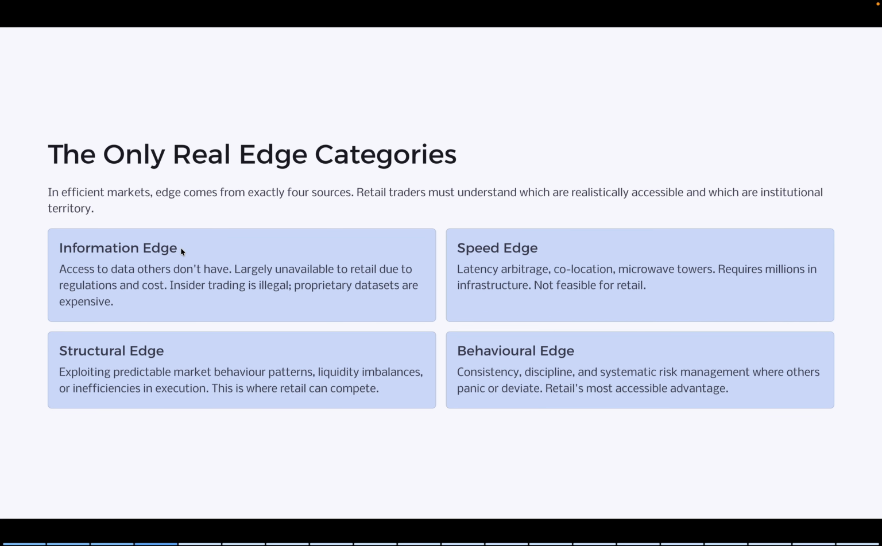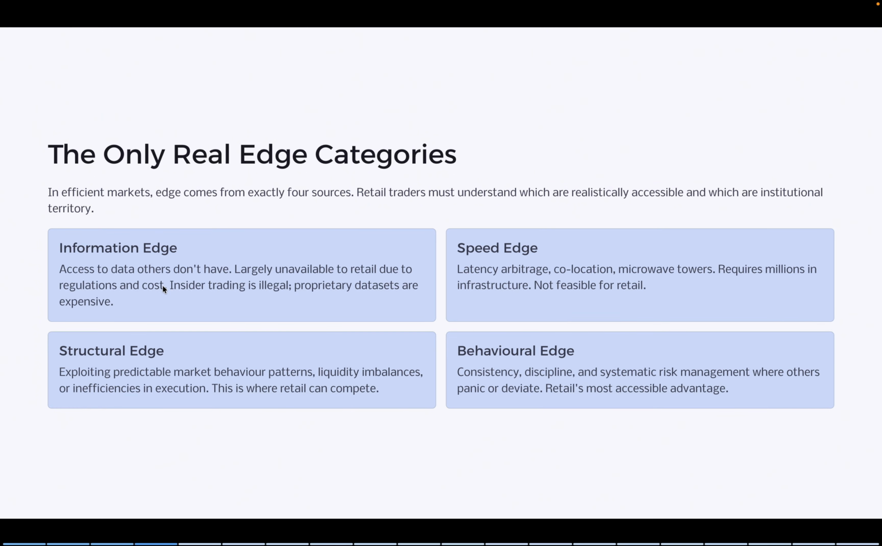So information edge is access to data others don't have, largely unavailable to retail due to regulations and cost. But if you're an institution, you can have this information edge. And by information edge, I don't mean insider trading because that's illegal. But what I do mean is proprietary data sets, which are expensive. So even if you're a retail trader, but you can afford that, I would definitely recommend you get that proprietary data set.